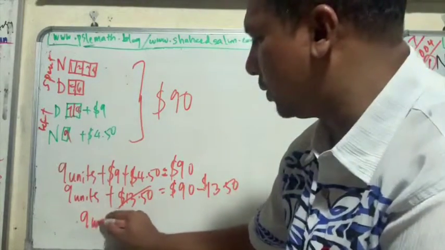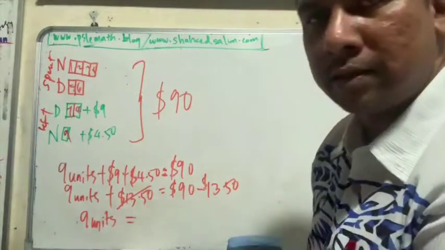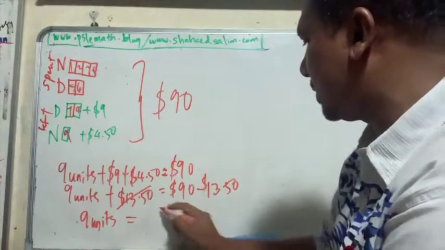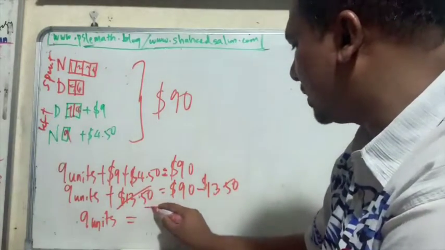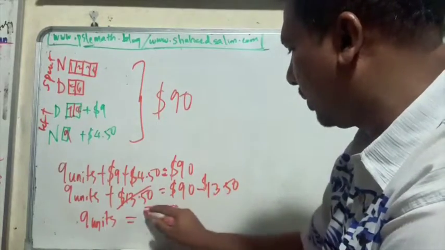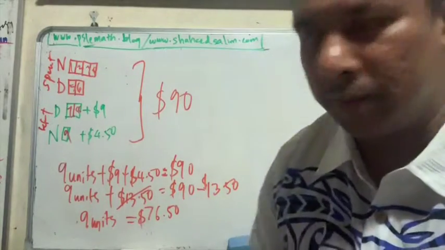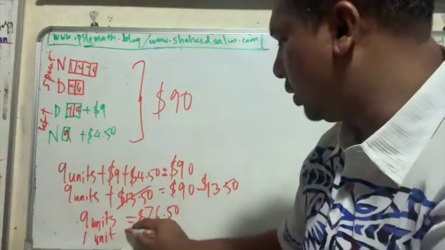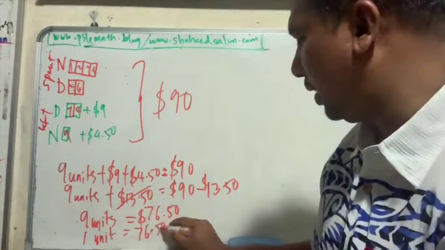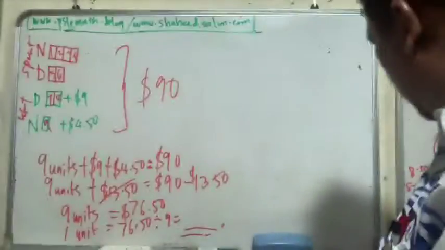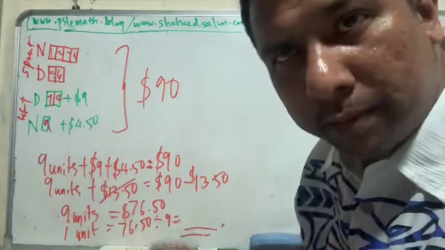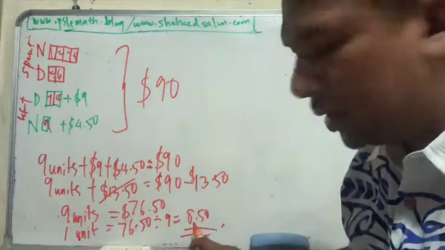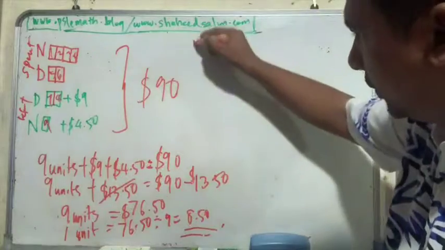So 9 units, we can see this, is equal to 90 minus 13.50, which is 76.50. So what is 1 unit? 1 unit, can you see this, is equal to 76.50 divided by 9. Alright, so 76.50 divided by 9 is equal to $8.50. So 1 unit is $8.50.